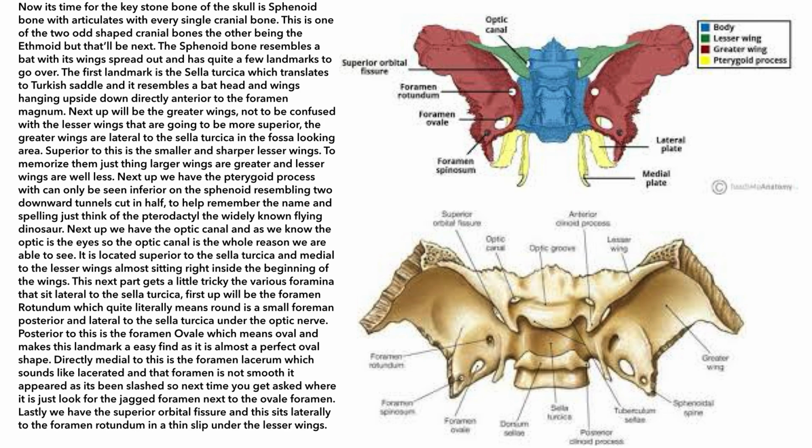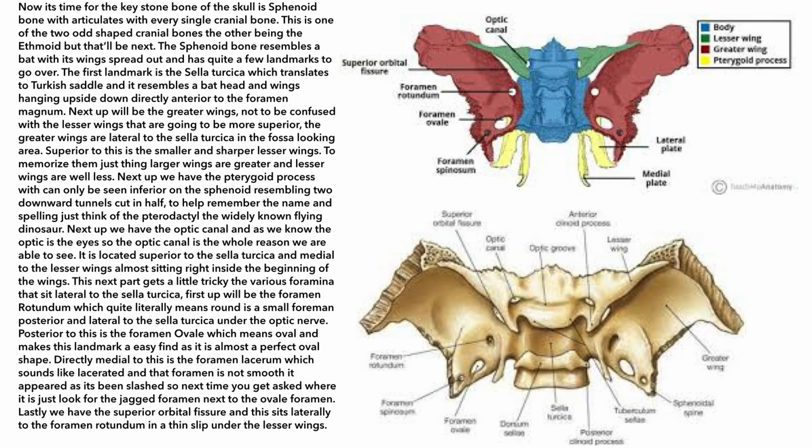First up will be the foramen rotundum, which quite literally means round. It is a small foramen, posterior and lateral to the sella turcica, under the optic nerve. Posterior to this is the foramen ovale, which means oval and makes this landmark an easy find. It's almost a perfect oval shape.